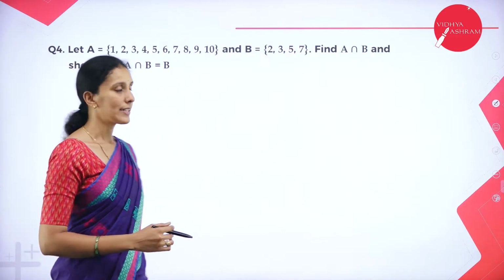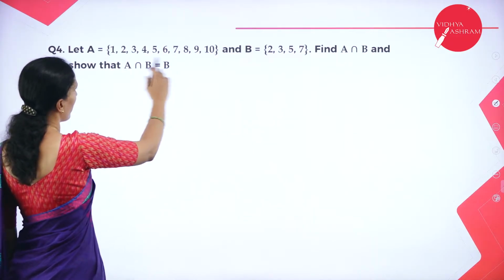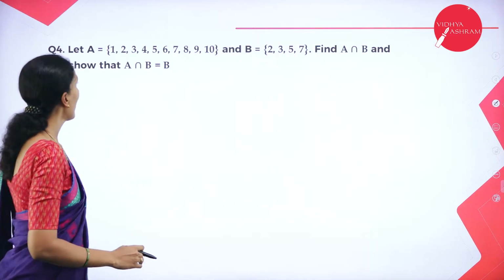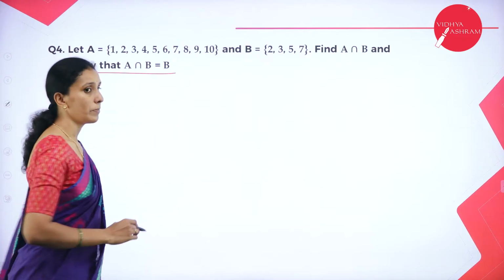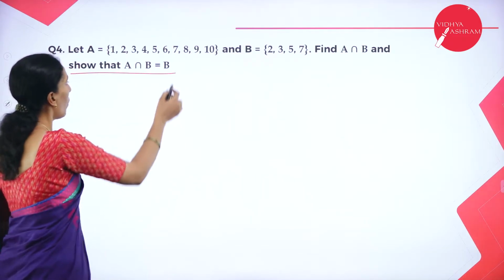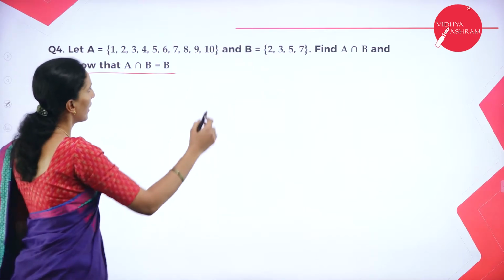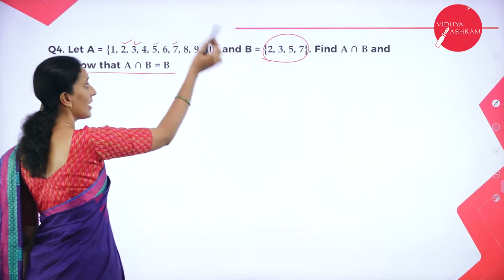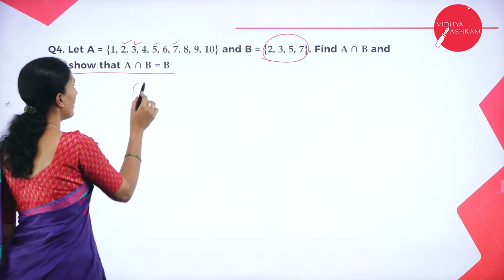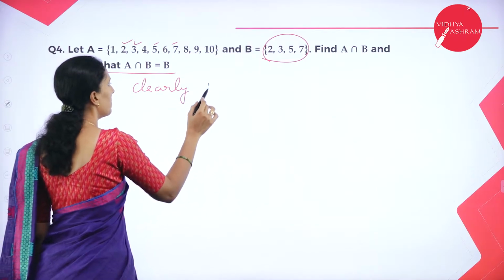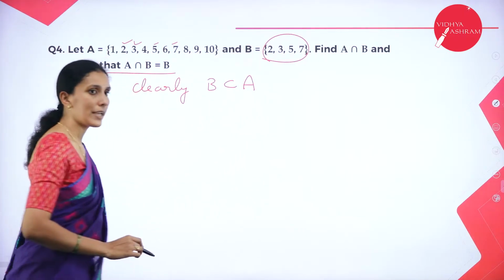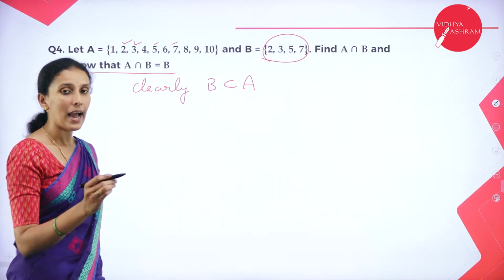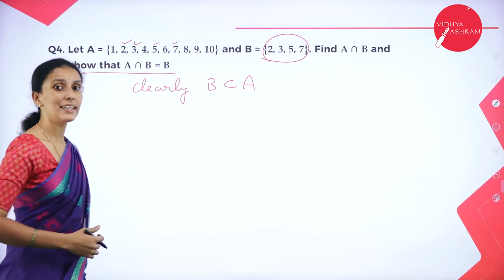Next, I am taking one more example. A is given from 1 to 10, B is 2, 3, 5, 7. Find A intersection B and show that A intersection B is equal to B. So when this is possible, we'll see it. But clearly we can see 2, 3, 5, 7 are in A. So clearly what can we write? B is a subset of A. So the intersection of a set and its subset is always the given subset.